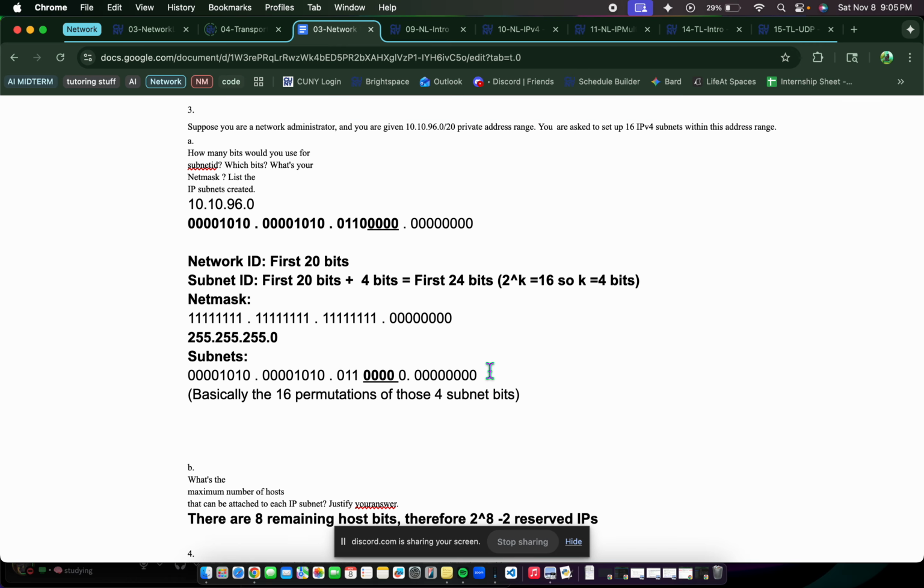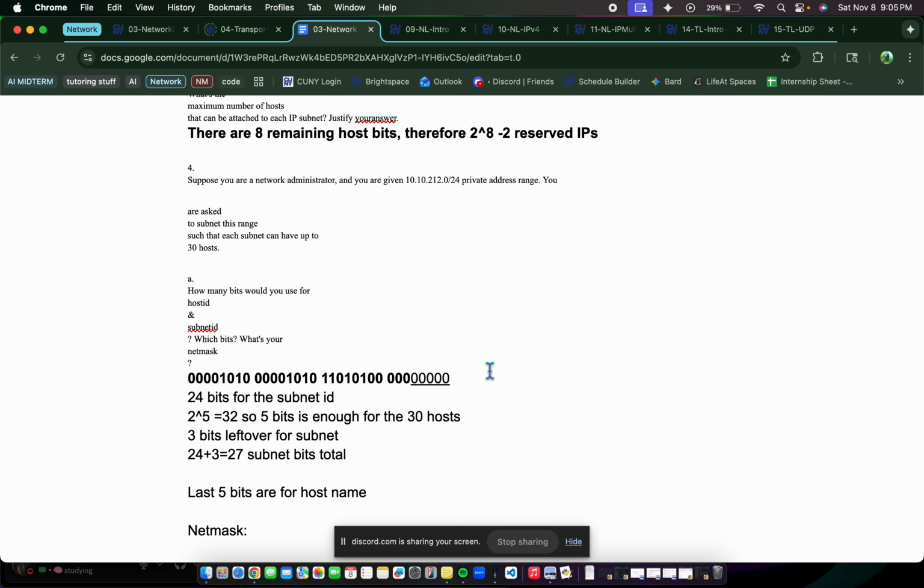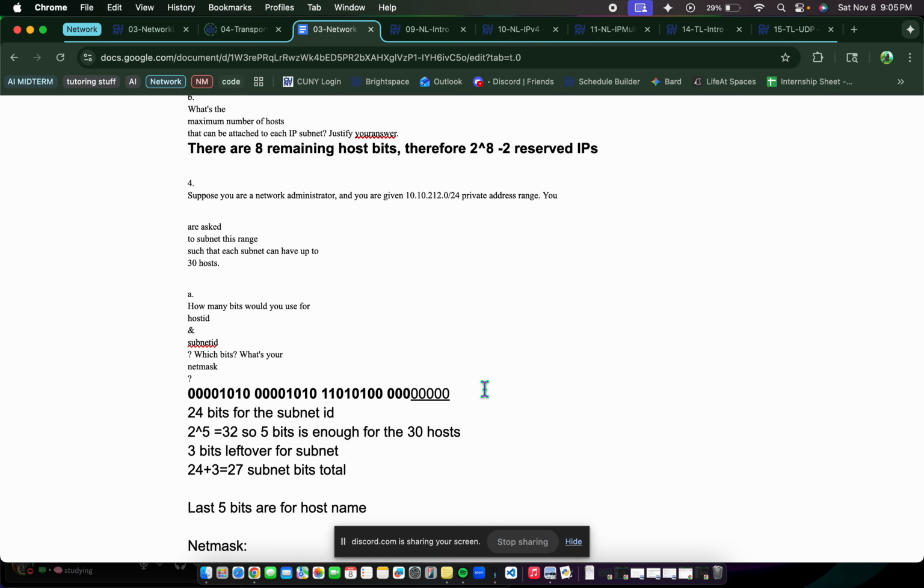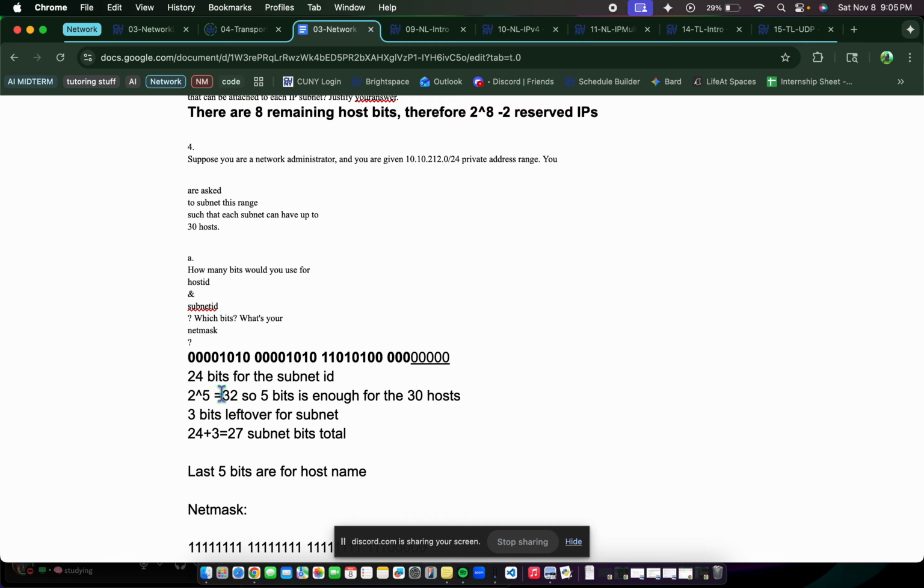Where was the question? Oh, right here, okay. So from that, we know that 2 to the k minus 2 is equal to 30. We know that 2 to the 5 would give us 32. So that means 5 bits would be enough because I could do 2 to the 5, which is 32, minus 2, and boom, I have 30 hosts. So that's totally fine. So I'm going to use my last 5 bits for the host. So the host ID would be 5 bits.